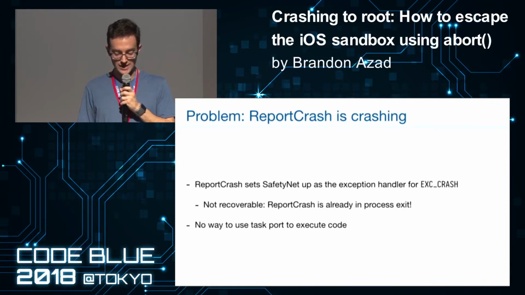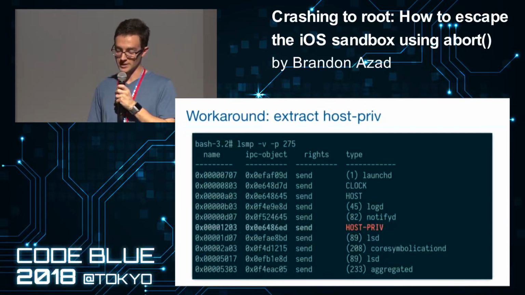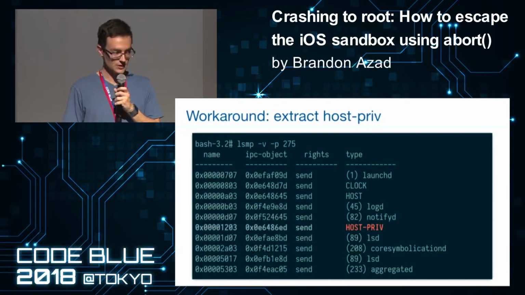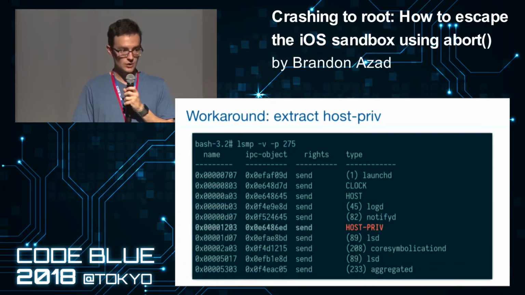Nevertheless, even though we can't use reportcrash's task port to execute arbitrary code in reportcrash, one thing we can do is use it to steal mock ports from reportcrash. And if we look back to the list of reportcrash's mock ports from earlier, there's one that really stands out as being useful for exploitation, the hostpriv port. The hostpriv port is another special mock port that's owned by the kernel, and you need to have it in order to call many important system calls.